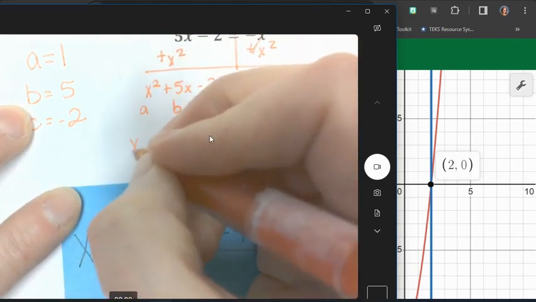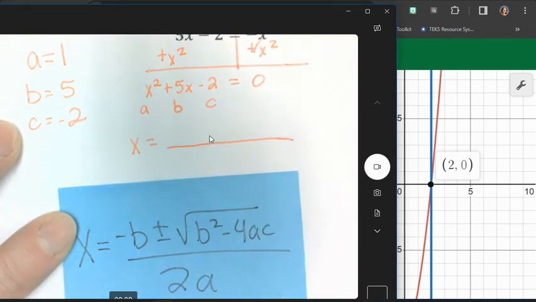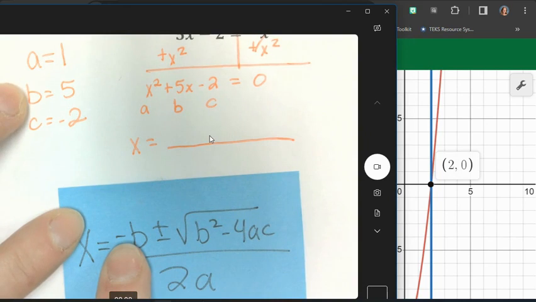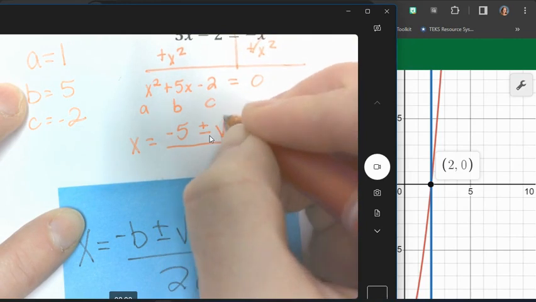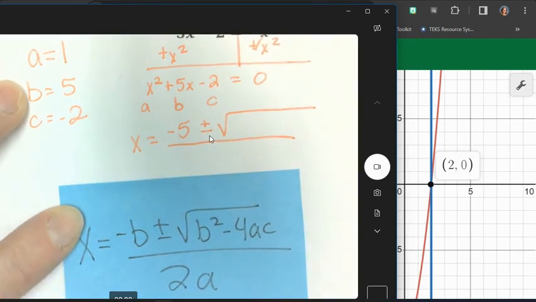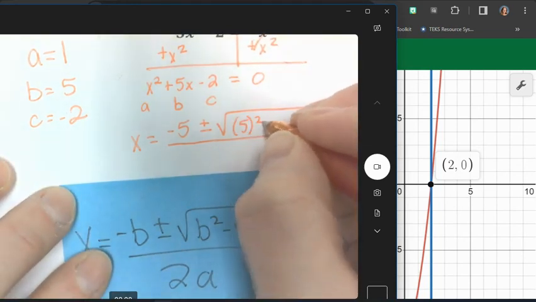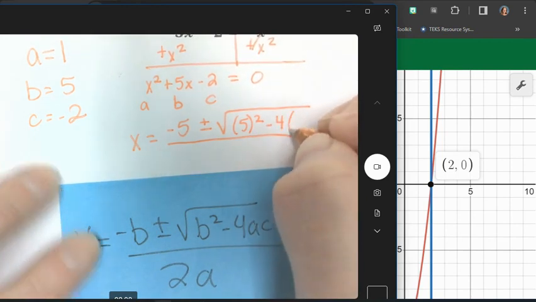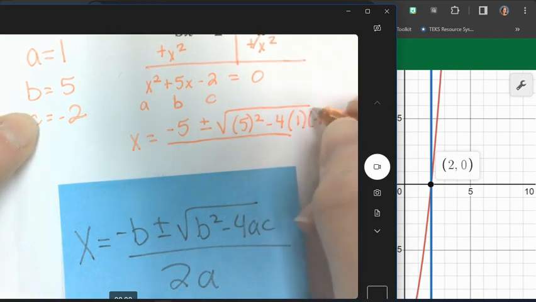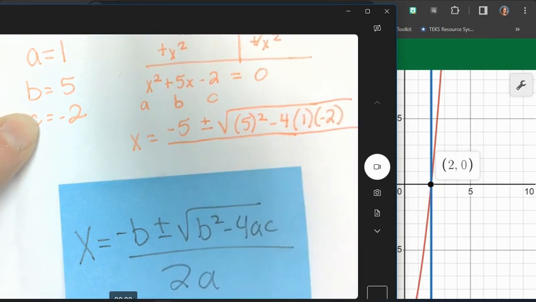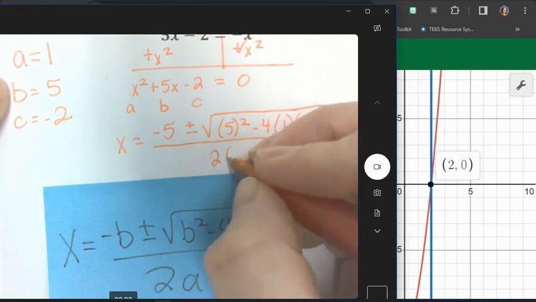Okay, so x equals, we have a fraction, and it says -b. B is 5, so it'll be -5. Plus or minus, then square root, b squared, so that would be 5 squared, minus 4 times A times C. All over 2A.